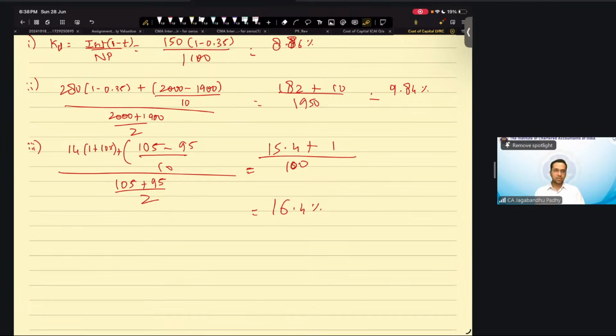Yes, Anil, you're right. So income tax is a benefit of tax, unlike dividend tax, which is a cost which you need to pay to the government. If you're distributing dividend, you have to pay tax to the government.